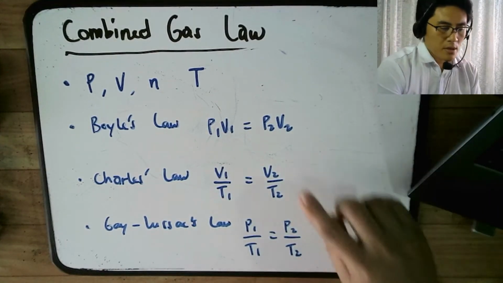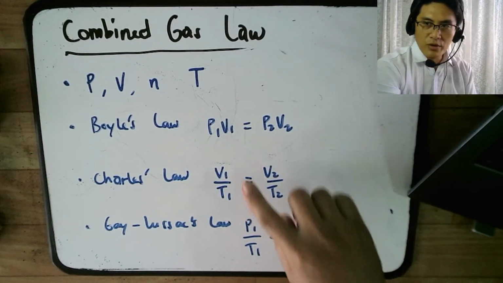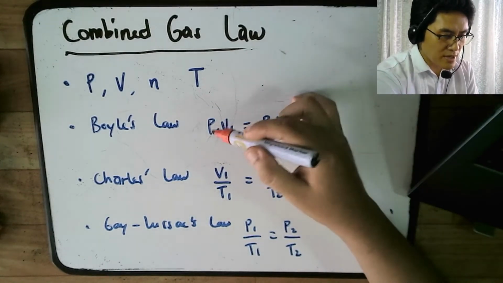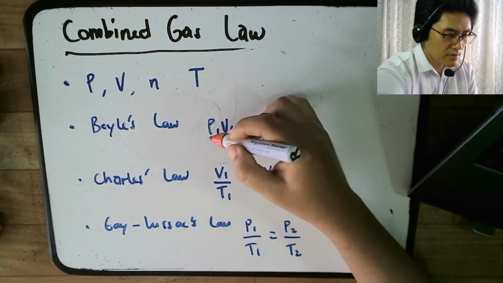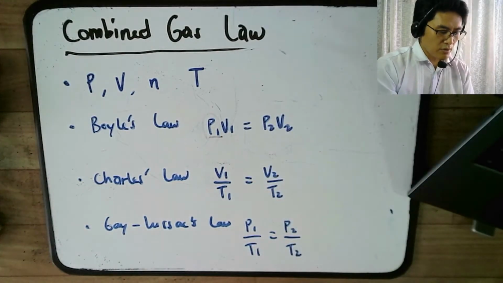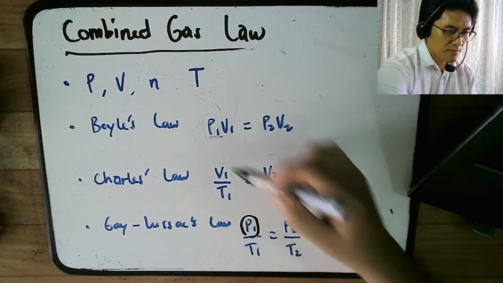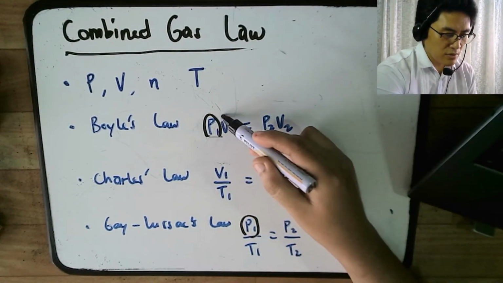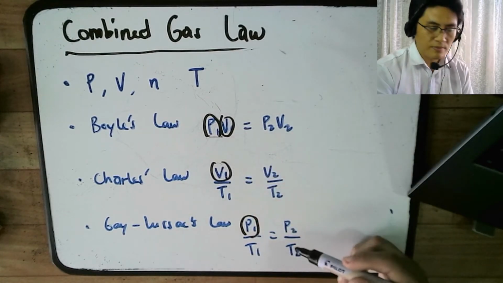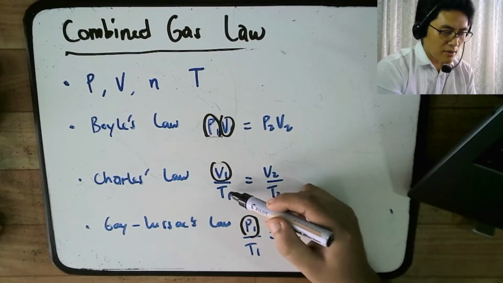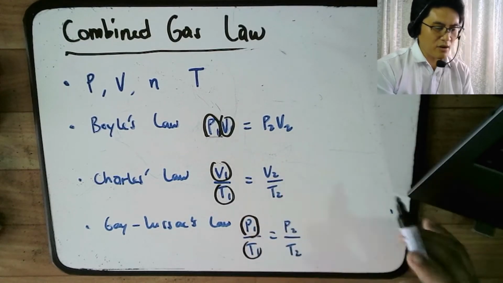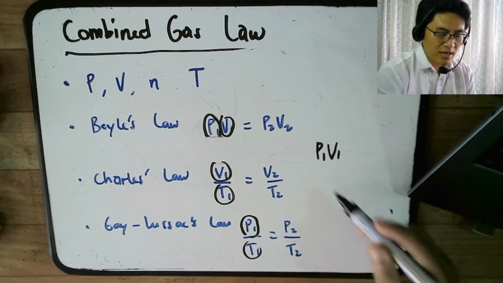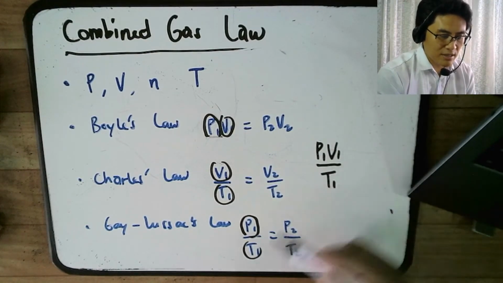If you are observant, you see that P1 appears here in the numerator. P1 is also in the numerator here on the left side. And all the V1s are in the numerator on the left side, right? And all the T1 are in the denominator on the left side. So therefore, I can say P1 should be on the left side, V1 should be on the left side, while T1 should be on the left side, but in the denominator.